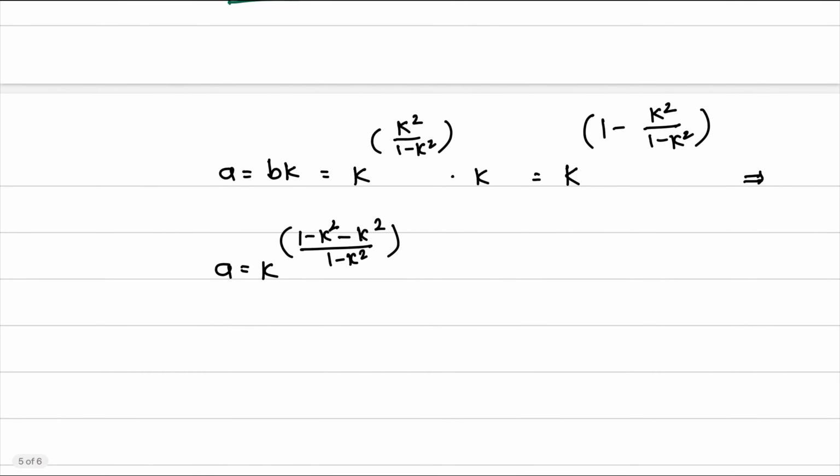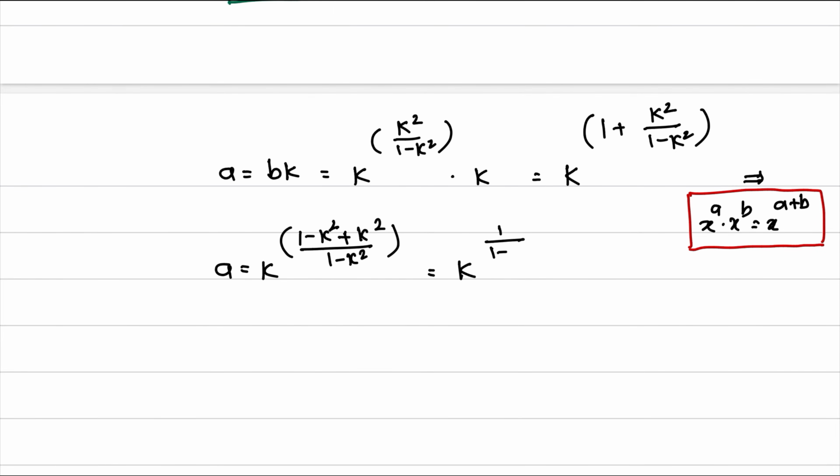This is 1 plus, sorry, it is not 1 minus. Because x to the power of a into x to the power of b is equal to x to the power of a plus b. This is the identity. Hence, it becomes k square get cancelled. a is equal to k to the power of 1 by 1 minus k square.